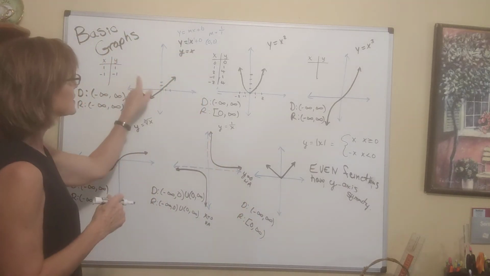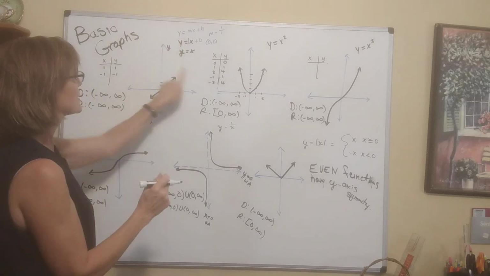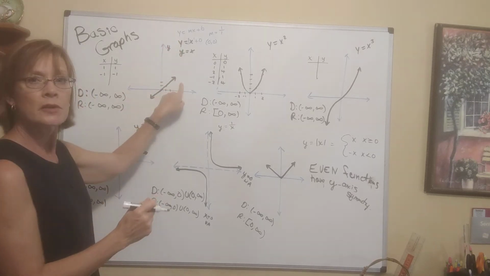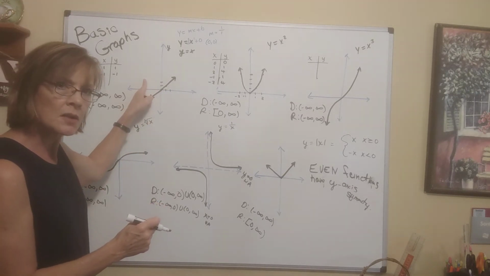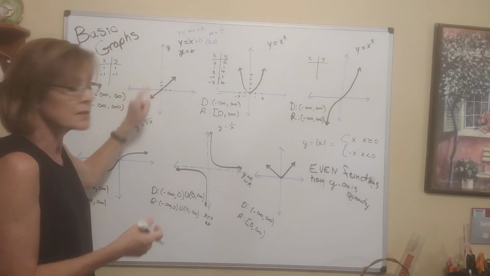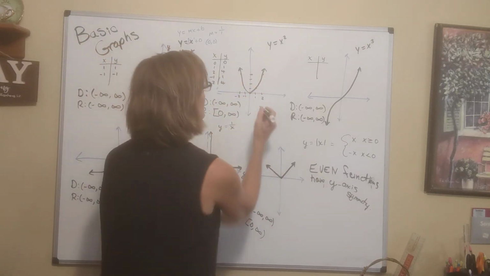So right here, does this look the same? This is the y-axis, right? Does it look the same on both sides? No, I see part of the graph here and not here. So this is not even. It doesn't make it automatically odd. It just means not even. That's all we can tell. Does this look the same on both sides of the y-axis? Yes, this is an even function.